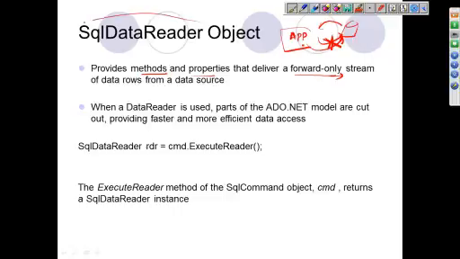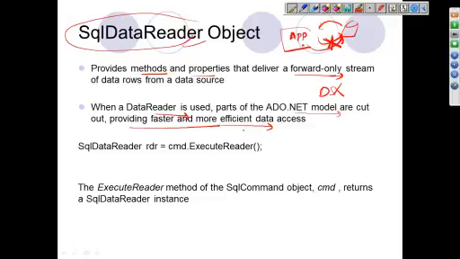Okay. So whenever you are using data reader, parts of the ADO.NET model are cut out. Which parts are cut out? You don't have to use dataset, so you are not wasting memory. There is no data adapter in between. So it is providing fast and more efficient data access.